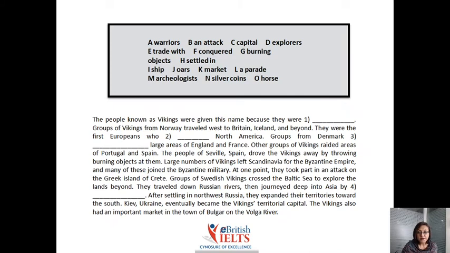Now coming to the questions first, as is the norm guys, you are not going to read the passage first at all. You are going to come straight to the questions. First read the question statement, then narrow down the options by checking for a grammatical fit, and then after that go back to the passage to check which of those options apply in the gaps. So let's get cracking. The first line says, the people known as Vikings were given this name because they were dash. What were they? We are looking for a noun here.